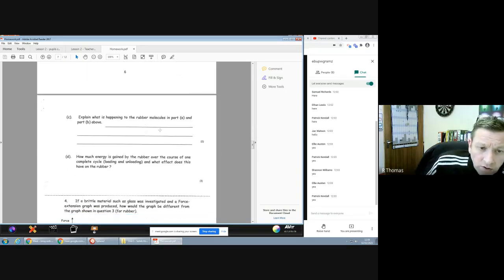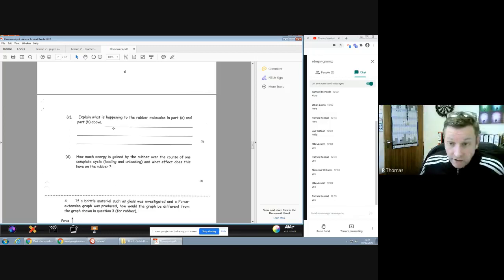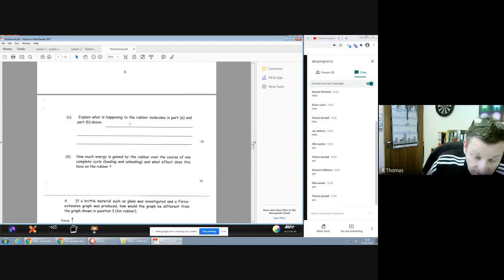What's happening to the rubber molecules in part A and part B? So part A, you're untangling the long chains of spaghetti. Part B, you're actually then stretching those bonds.